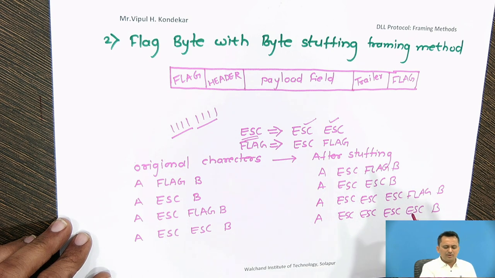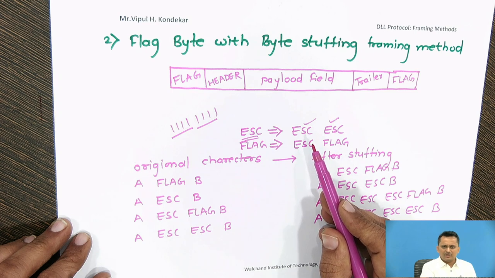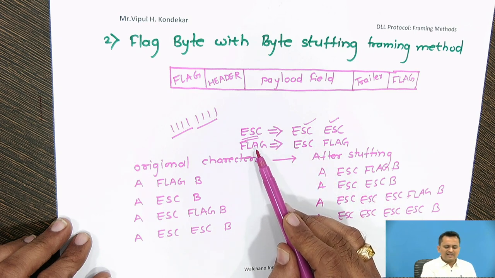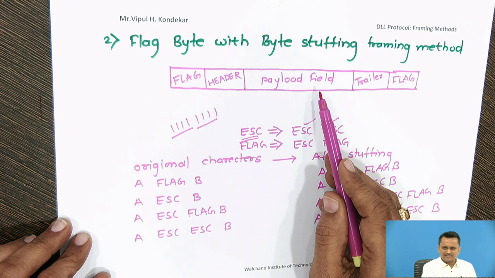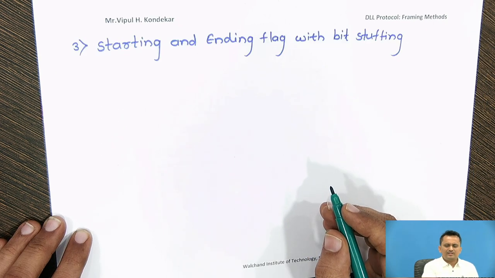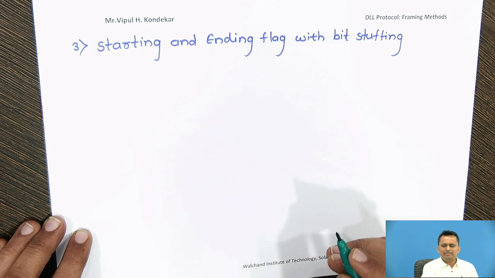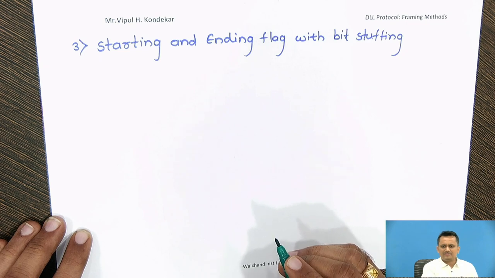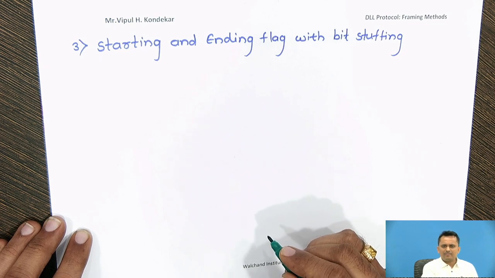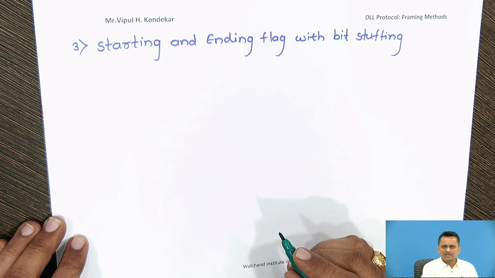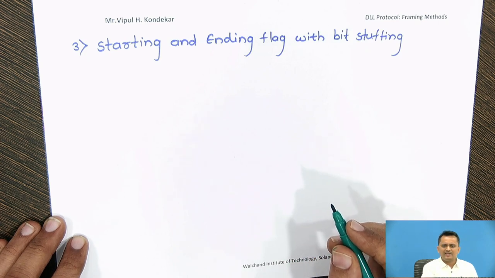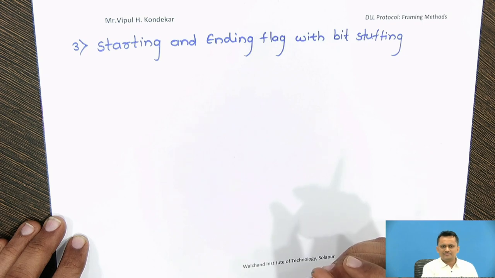Byte stuffing uses escape characters, because the flag byte itself may appear in the payload field. Now we will go for the third method of framing, that is starting and ending flag with bit stuffing. The need for this method is that if you go for flag byte or character count, we assume that the payload field you are sending has fixed data width. All the characters, all the data, have fixed length. But if the data itself has variable length, then the previous two methods cannot be used there.